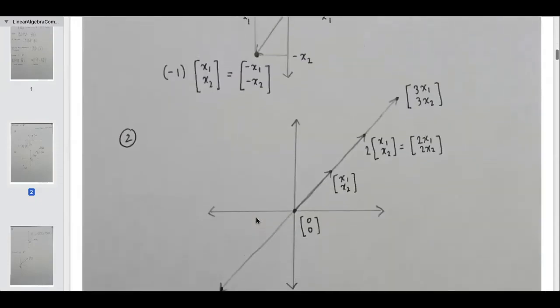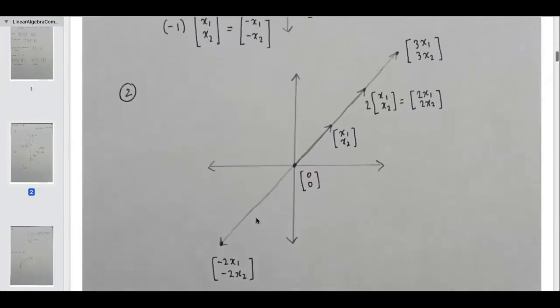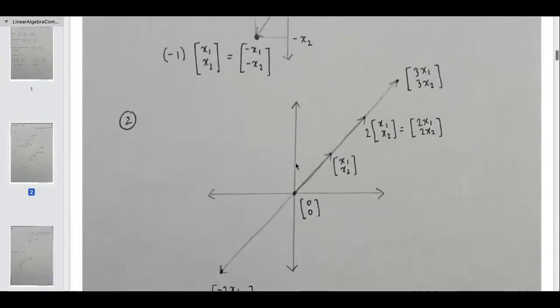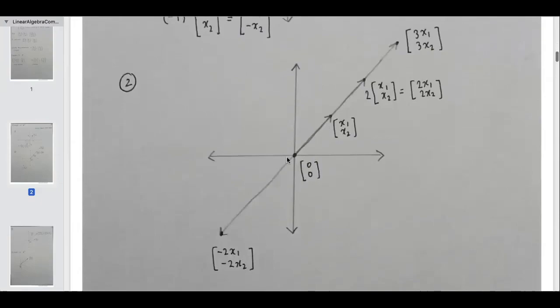Here is another example where I have shown these vectors being scaled. If you have a vector x1, x2, 2 times x1, x2 is also in the same direction but twice the length. 3 times x1, x2 is thrice the length. Minus 2 times x1, x2 is in the opposite direction, but double the length.